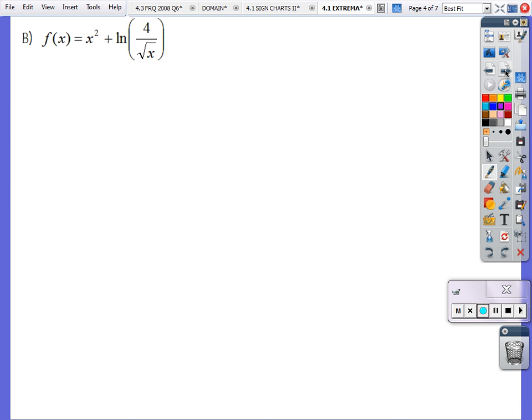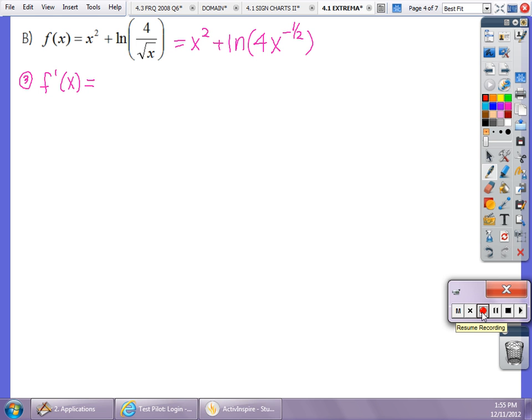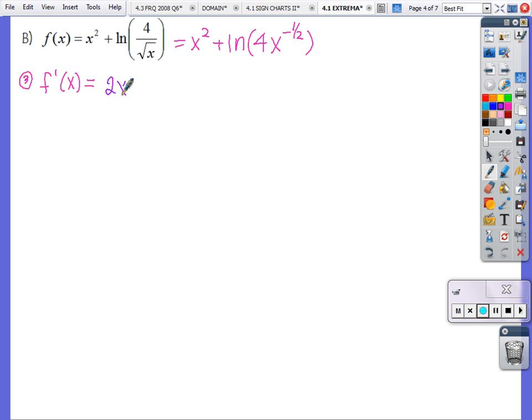All right, so part B would be, we did step 1, domain. We did step 2, endpoint. Step 3, find your derivative. Now the derivative work here can be a little bit confusing because we're going to rewrite this function as x to the negative 1 half. So here we go. So we have that the first derivative would be 2x plus ln's derivative is 1 over u times the derivative of u. Now I'm going to bring that power down and I get negative 2x to the negative 3.